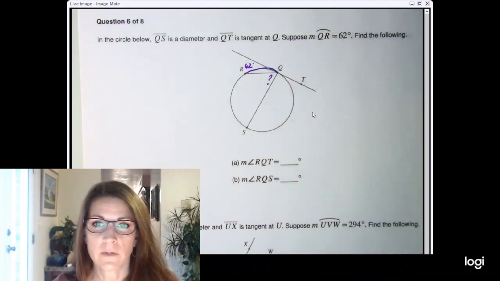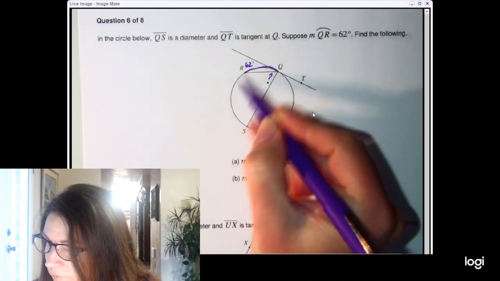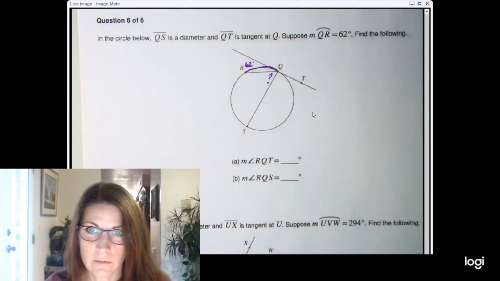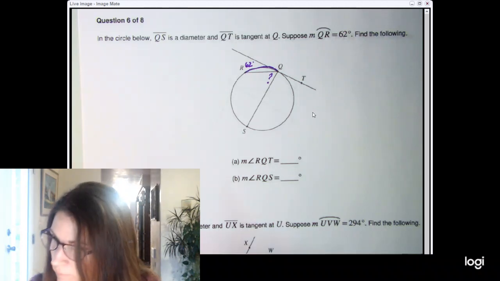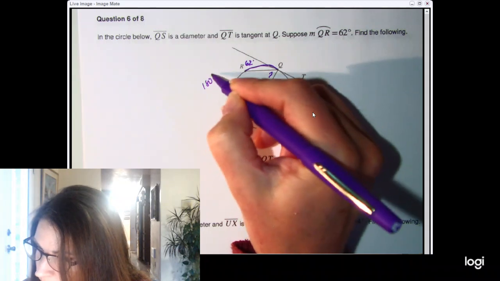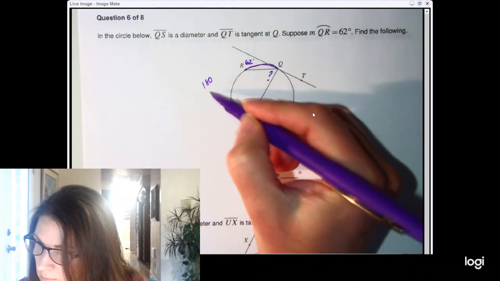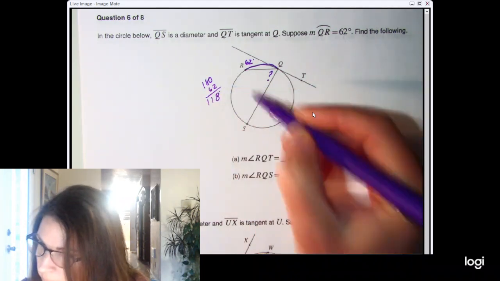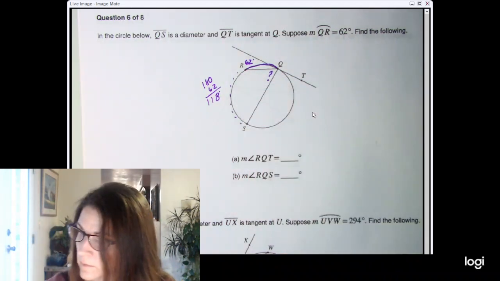Find the following. RQT. Let's see. RQT. So I'm looking for this angle right here. So I've got to start to piece all of my circle information together. If this is a diameter, here I have a semicircle, right? How many degrees measure is the arc of a semicircle? Oh, 180, right? So if this whole thing is 180, then I can do a little subtraction, right? Minus 62, 118. This piece right here is 118 degrees.